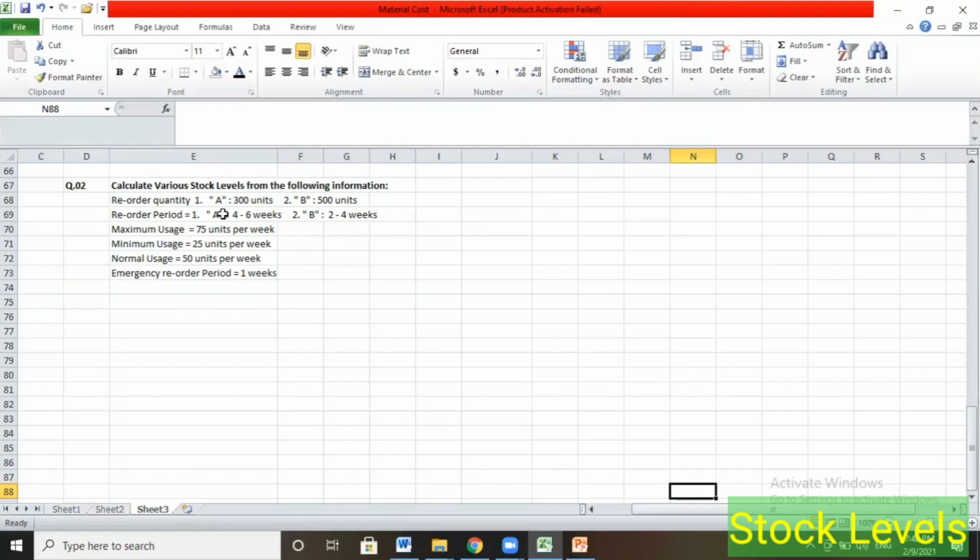So in this case, two items are given, A and B, and the reorder period for A is 4 to 6 weeks, for B 2 to 4 weeks. Maximum usage is 75 units per week and 25 units per week. It might be common for both of them. Normal usage is 50 units per week and emergency reorder period is 1 week. So we need to calculate various stock levels for both A as well as B. This will be your assignment for the lecture. You will complete this, solve this with the help of formulas.